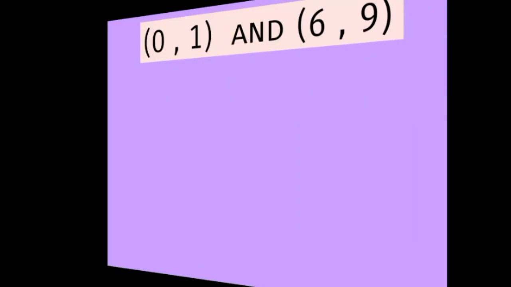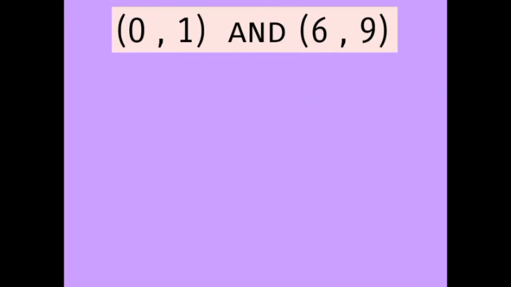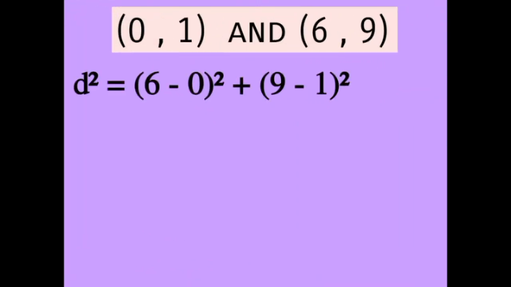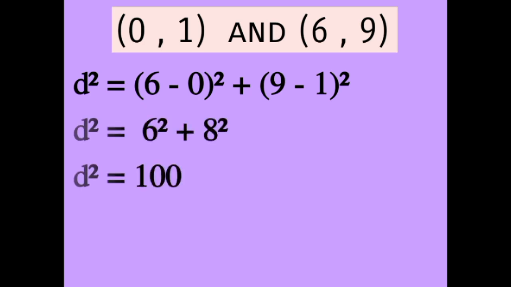Now the points 0, 1 and 6, 9. So, d squared equals 6 minus 0 squared plus 9 minus 1 squared. d squared equals 6 squared plus 8 squared. d squared equals 100. d equals 10.